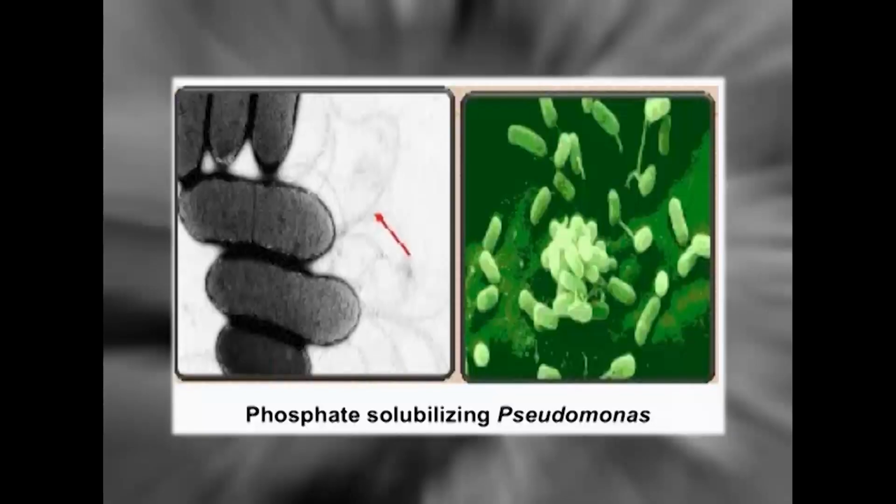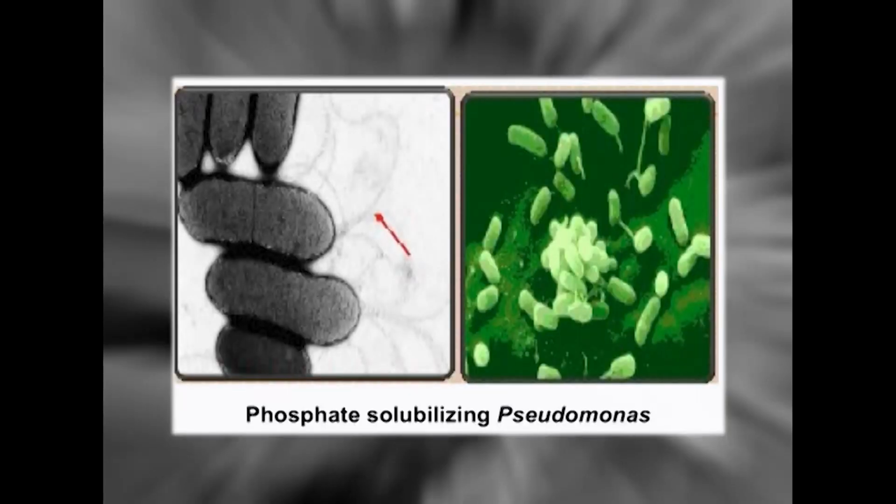Now this particular group is actually called phosphate solubilizer. Phosphate solubilizer means phosphate is added to the soil as superphosphate, but the plant cannot solubilize it. So these bacteria present in the rhizosphere will make that phosphate soluble and supply it to the plant, and this is what is called PSP, or phosphate solubilizing Pseudomonas.